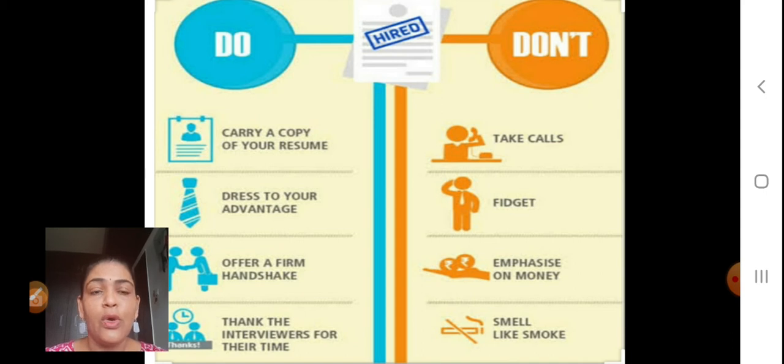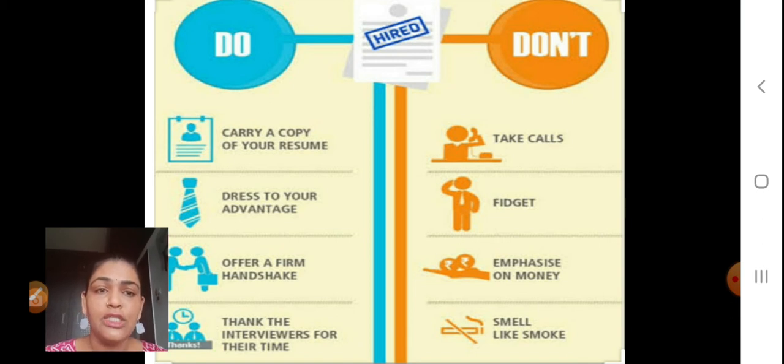Then dress to your advantage. Now, whatever clothes you choose must be formal, must be appropriate for the occasion, and must be comfortable. So, the clothes make you feel confident, and that is why they give you an added advantage. Then offer a firm handshake. So when somebody offers you a hand, then you should also make a firm handshake with the person. So please learn some of the etiquettes of how you should shake your hands in a formal situation.